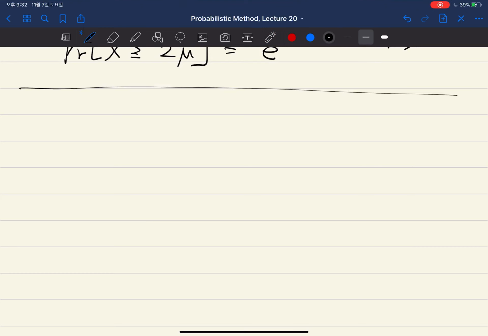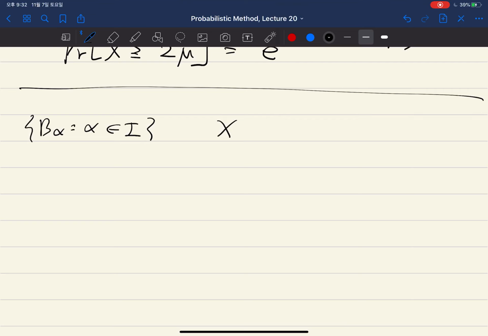So now what we want to do is prove some useful lemma. Recall that we have this bad event. Let's write it this way. And we want to know how many of these bad events happen.